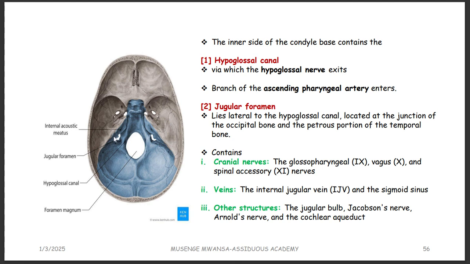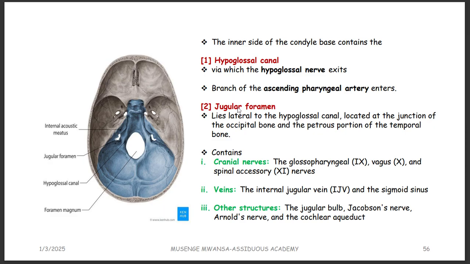You can see these spaces here. So here is the foramen magnum. The hypoglossal canal is just next to the foramen magnum, just on the sides. You also have another foramen here, which we call the jugular foramen, but it is more lateral. So what are the other contents of the hypoglossal canal apart from the hypoglossal nerve? We also have the ascending pharyngeal artery. This is also important. We'll discuss it as we talk about the branches of the external carotid. Okay, so the ascending pharyngeal artery is also passing through there.